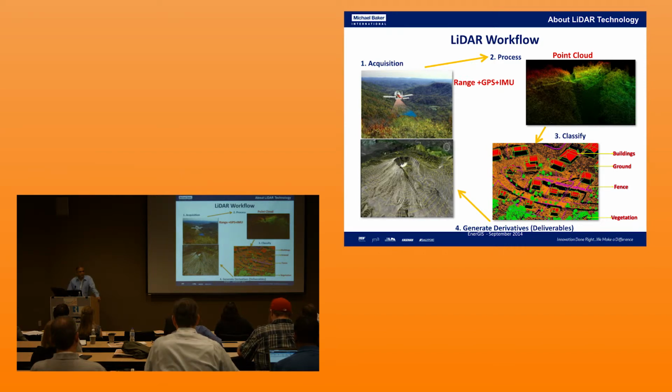Then you go through the processing. That's where the job comes in, and you classify the data into various classes like buildings, ground points, and vegetation, and so on and so forth. And then once you have the ground points, you take the ground points and generate derivative products, including the grid, the contours, and so on and so forth. So there are plenty of derivative products you can generate once you have the ground points.